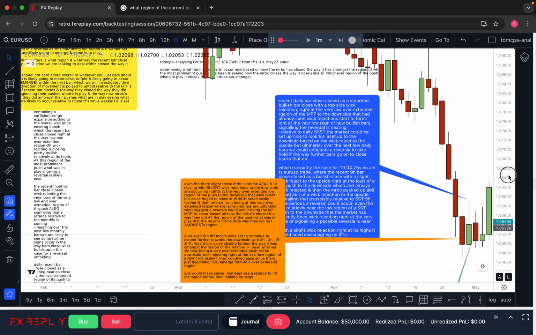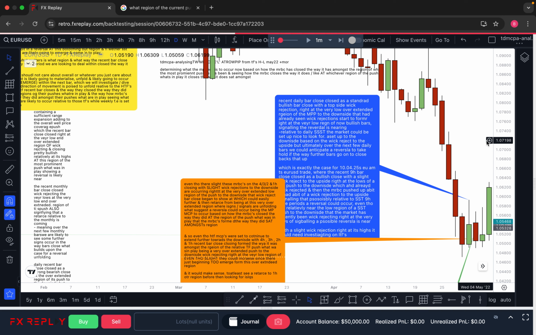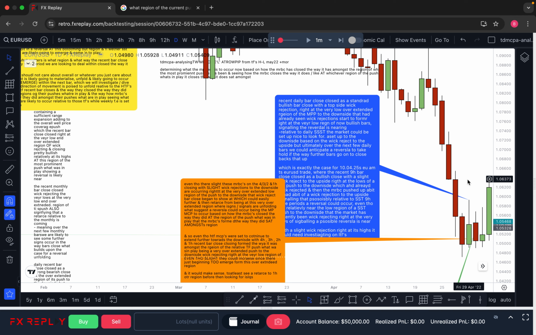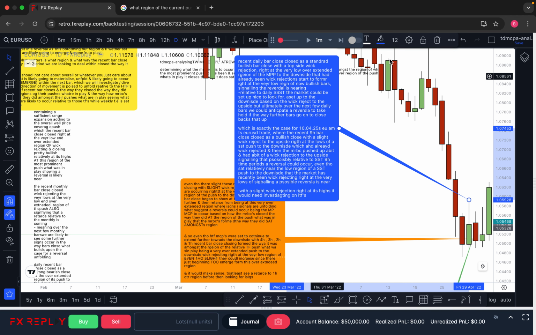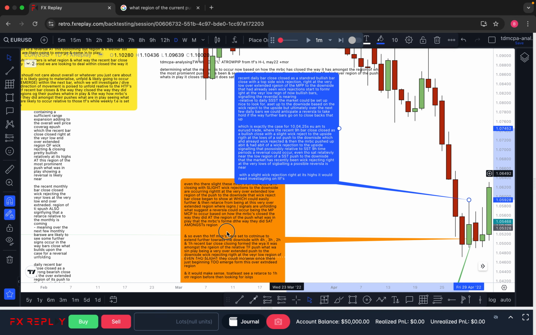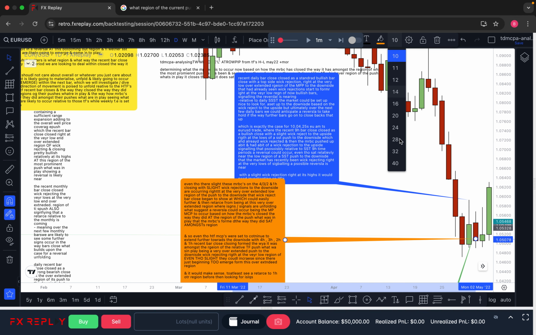Now, anyway, with this most recent daily close, you can see that, right, this is where you can kind of trip yourself up, because you really want to keep things simple. You really do. What I've learned is you really, really want to keep things simple.